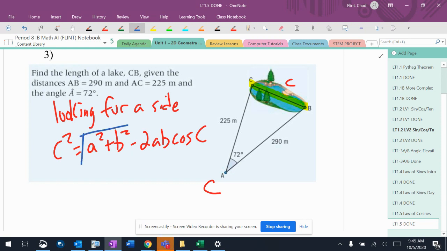I'm going to know everything in the right hand side of this equation. I'm going to know A, B, and capital C. I'm going to know all of them. It's going to make it so I can solve it. All right, so let's plug everything in here. So I do not know C squared, but that's why it's there.